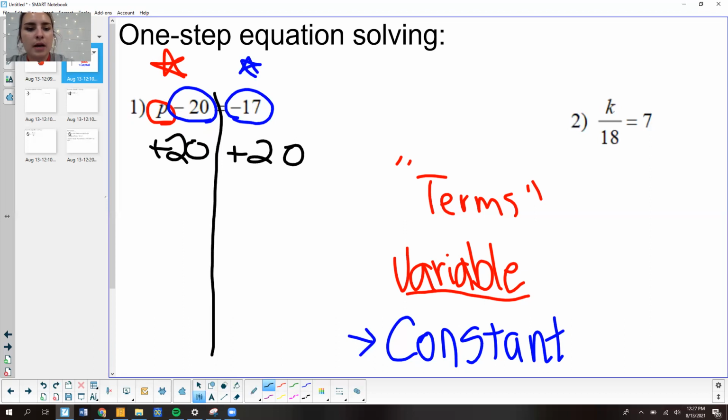So negative 20, positive 20, that's going to cancel. So then on the left side of my equal sign, the only thing that I've got going on is this P. And then on the right side, we've got negative 17.